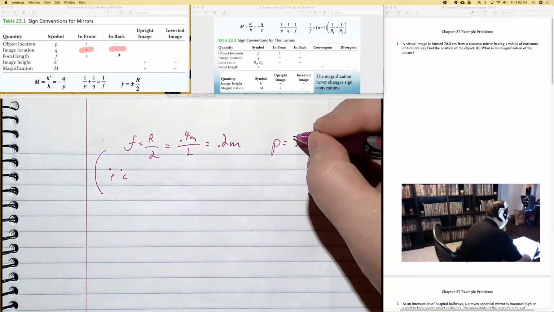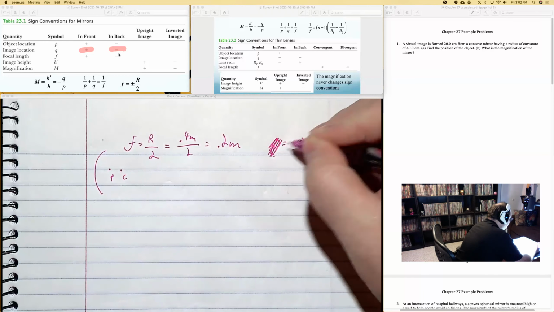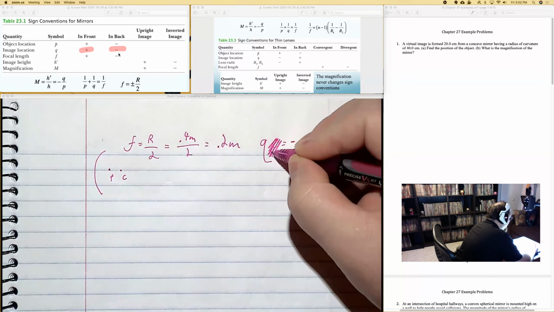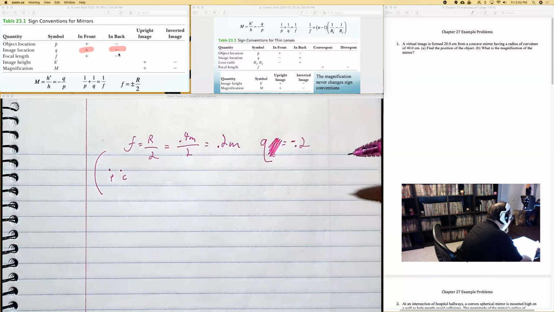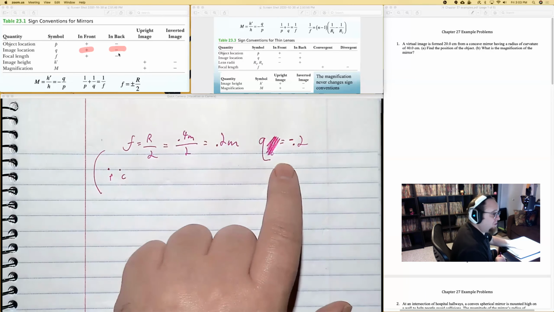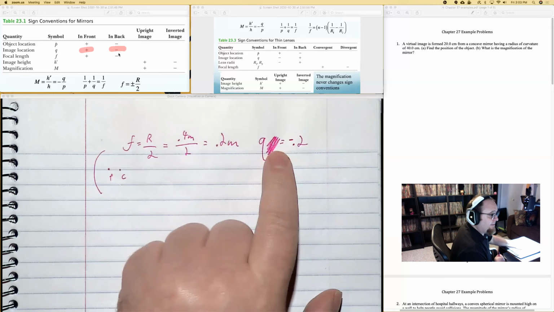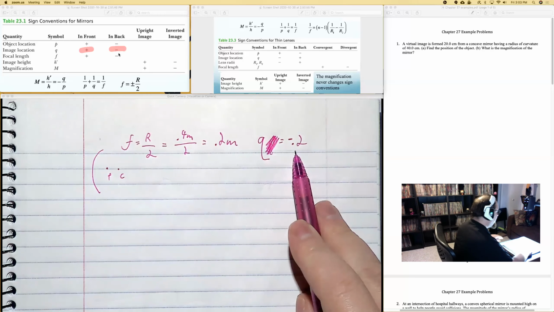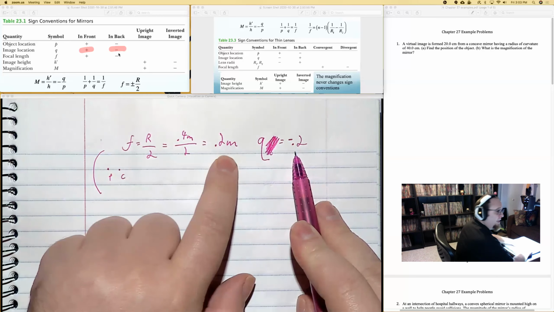That means the image is at -0.2. Sorry, I wrote P here, I should have put Q. P is the object, Q is the image. I apologize for that mistake. So I'm saying if the image is virtual, it's negative. And that's always true for lenses and mirrors. A virtual is negative, a real is positive. So a virtual image at -0.2 and a focal length of also 0.2.